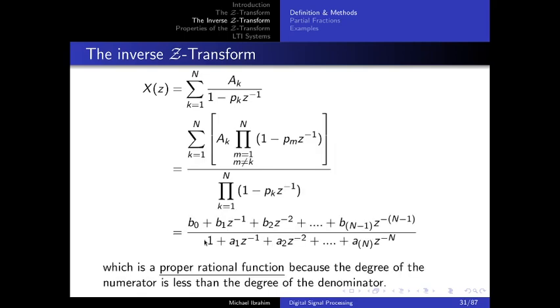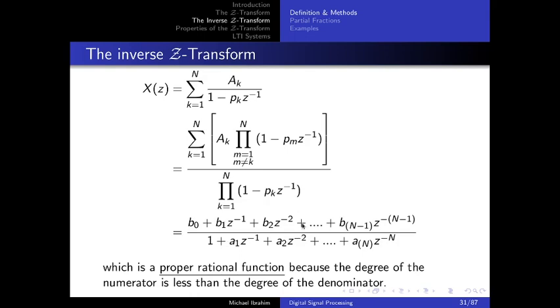Don't worry too much about this slide. This slide is simply saying that if X of z is a summation of these simpler terms, we can get a common denominator and simplify the terms, and we will get this kind of expression, a rational function, a ratio between two polynomials. The numerator here is a polynomial of the variable z minus 1, and the denominator as well is another polynomial of the variable z minus 1.